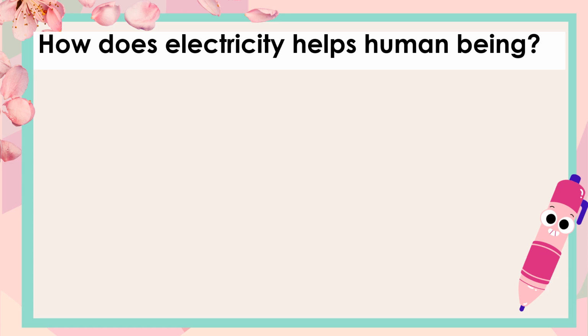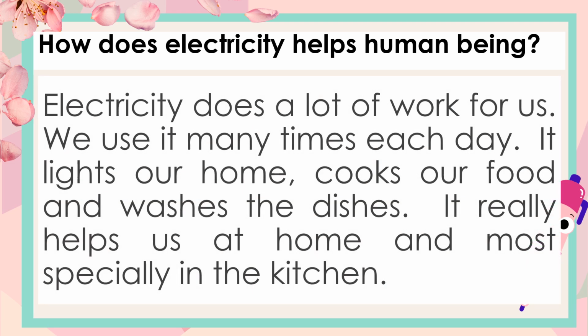How does electricity help human beings? Electricity does a lot of work for us. We use it many times each day in many ways. It lights our home, cooks our food, and washes the dishes. It really helps us at home and most especially in the kitchen. Not only at home but also at school and in other offices and establishments.